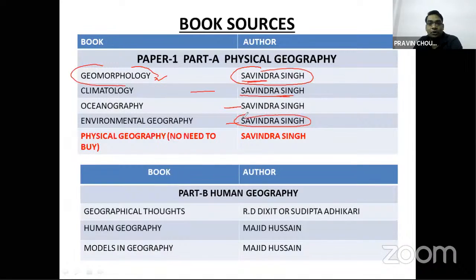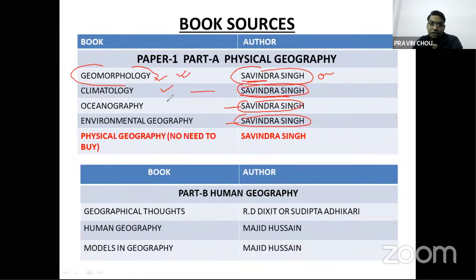So these books are available online also. You can order online from Flipkart also. Okay, if you don't want to go outside, you can easily order online. It may be available on Flipkart, Amazon, everywhere. So I will suggest you buy each and every book.